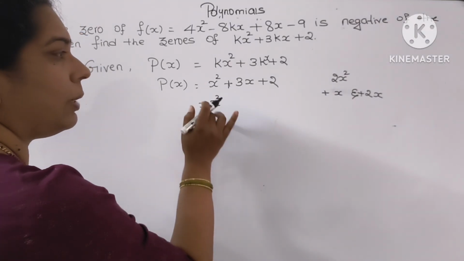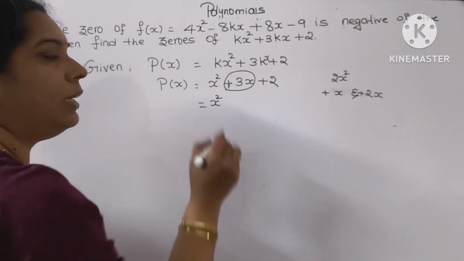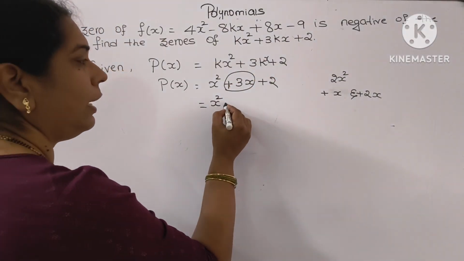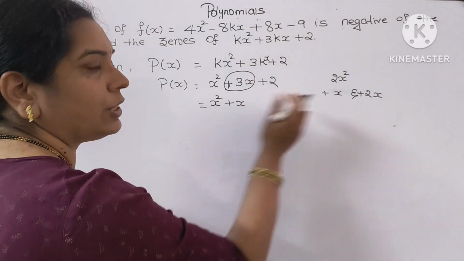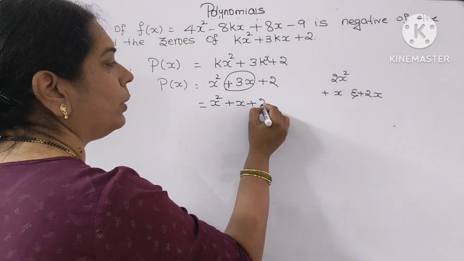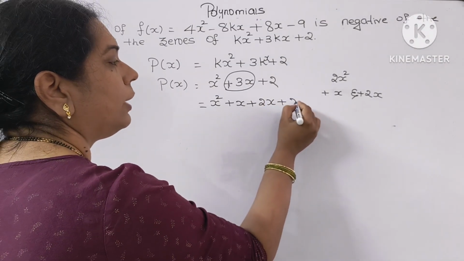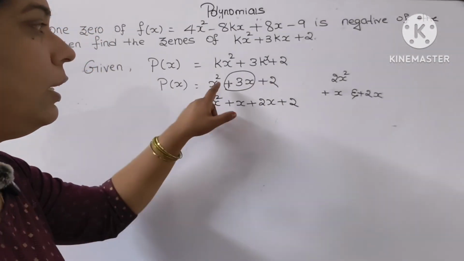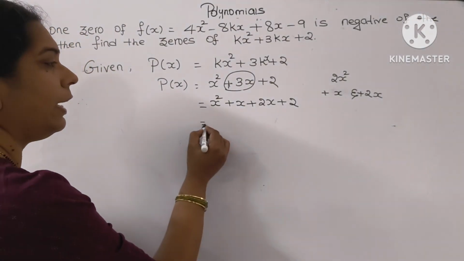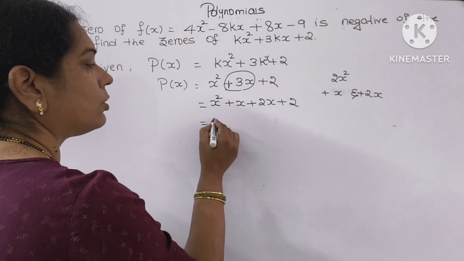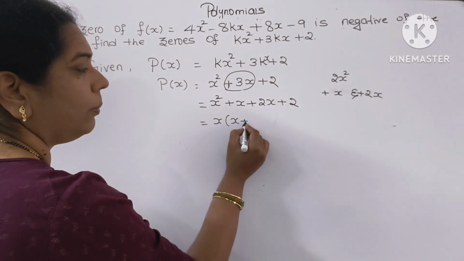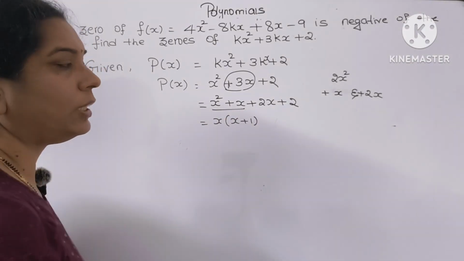Write the first term as it is. Instead of the middle term, replace it with the factors. You can write in any order. You may write x first or 2x first, children, that doesn't matter. Plus 2x plus 2. You have to write the last term again. Only the middle term should be replaced with the factors. Then take common from the first two and last two terms. If I take x common, I am left with x plus 1 from these two.